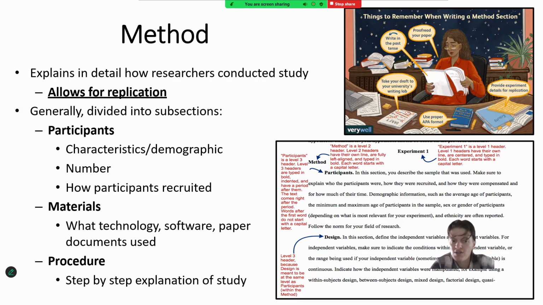Participants, you're going to go over the characteristics and demographics of the participants that you have, the number of them, how many did you have, how many started versus completed, if that's relevant, how your participants were selected and recruited, and again, all of their demographics. Materials, you're going to talk about any technology or software or documents that you used. And then in the procedure or design, you're going to explain step by step what you did in your study. Now, this should be written in the past tense because you're writing about something that you already completed, right? And again, you are providing all of these details so that somebody could then take your study and run with it or replicate it if they wanted to.